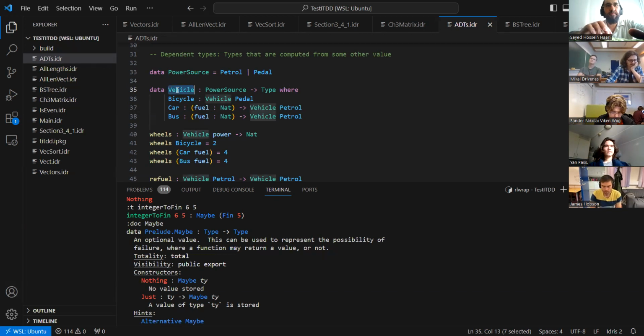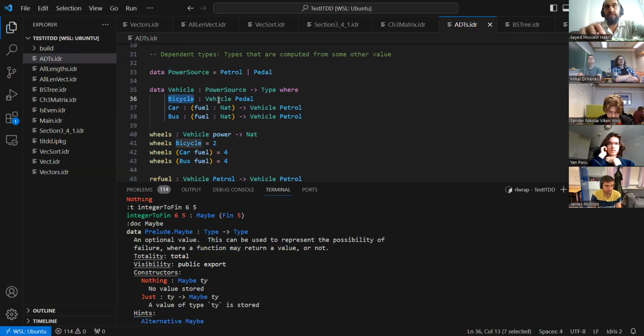That gives us this data type, Vehicle, which, given a power source, an instance of this data type, the one on line 33, which is an enumeration that only has two values, gives us a type. So you immediately see that this is a dependent type, because it requires a value for it to become a type. Now, what are the constructors for that data type?